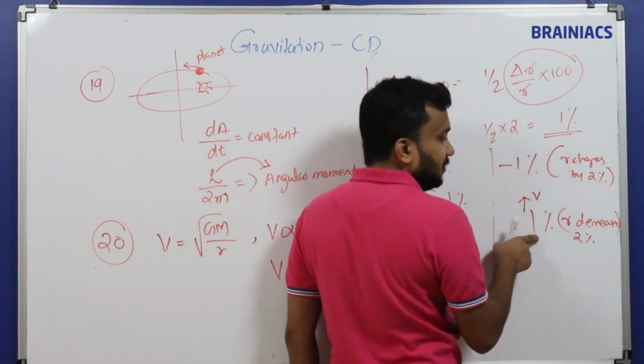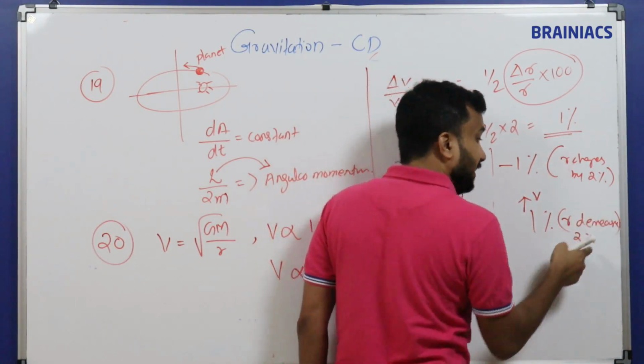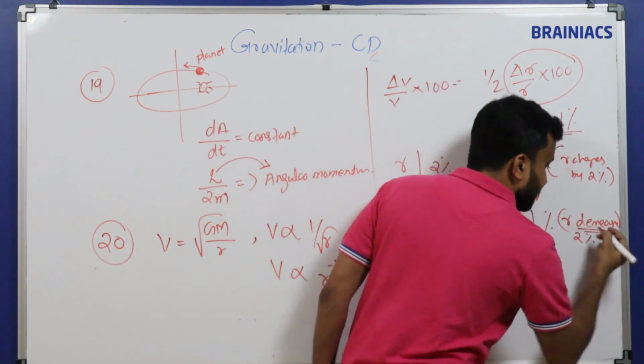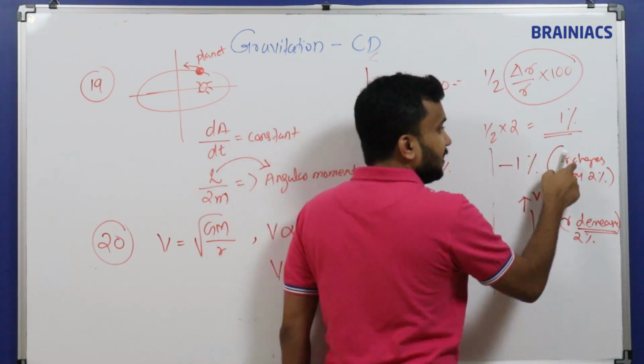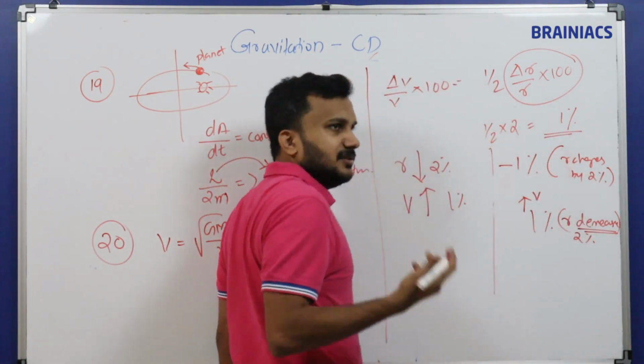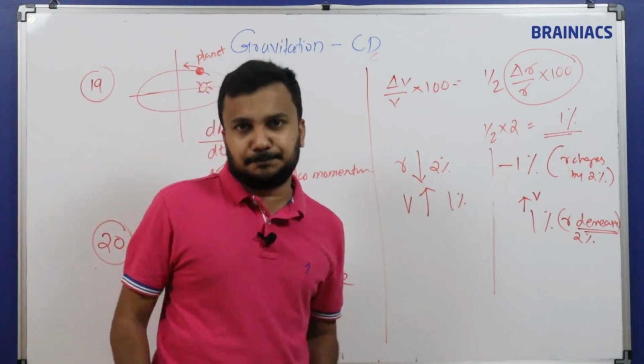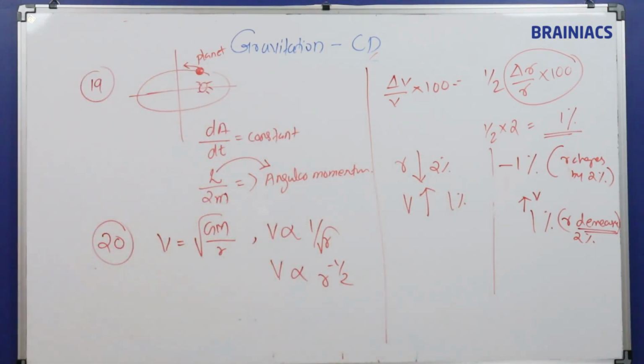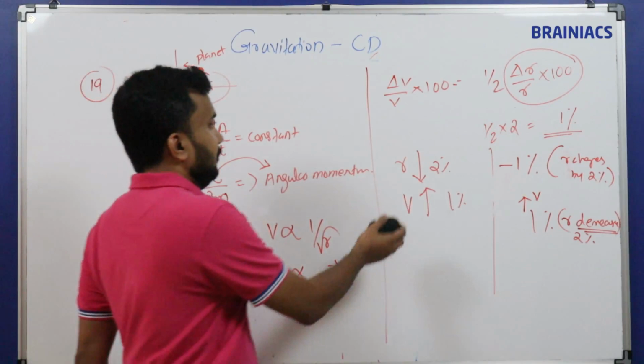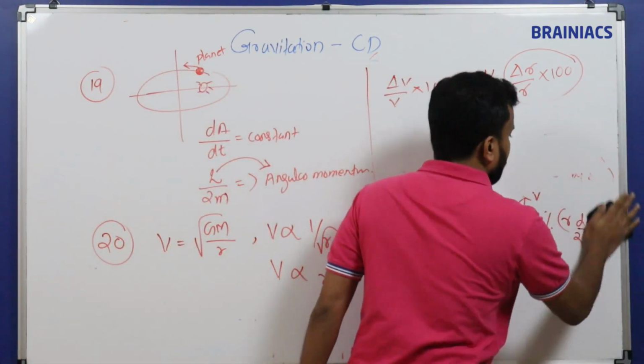So this 1% is a value of V where R decreases. It explicitly decreases without taking a minus. If you're taking minus, you can say R changes, so it decreases because it's minus. That is the indication, so you don't want to get confused over this one. You know it is an inverse relation.